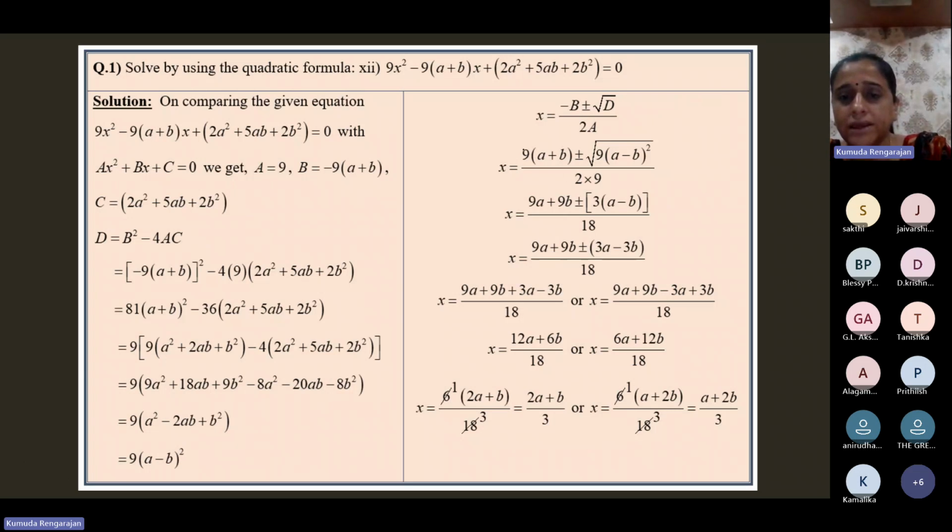Okay, so 9a plus 9b plus or minus 3 into a minus b. Here, open the bracket, so you get 3a minus 3b. Write this plus or minus as it is, and 3a minus 3b.